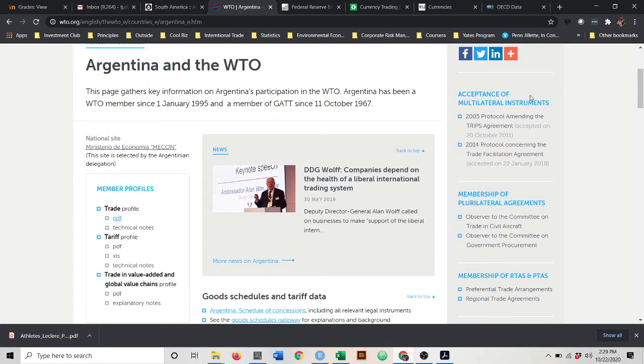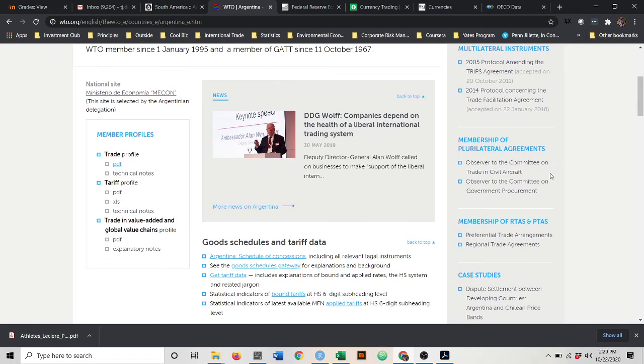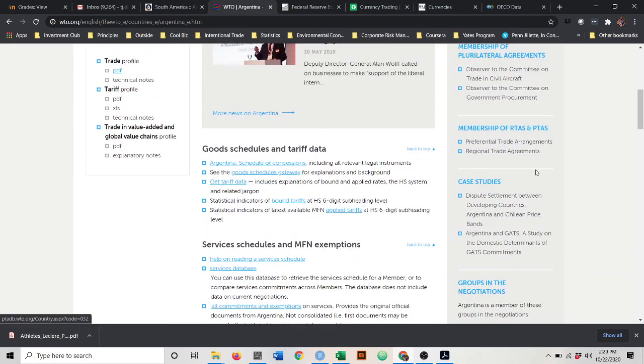On the right-hand side, this is going to tell you what trade agreements your country belongs to. Some of these are pretty interesting. Like here's the Committee on Trade and Civil Aircraft. Trade treaties are interesting things. You'll get a chance to take a look at some of these too and see what's interesting for your country, what it's doing. There are preferential trade agreements, so you can take a look at those, and then there's regional trade agreements. They might be a part of a regional group that we might see.